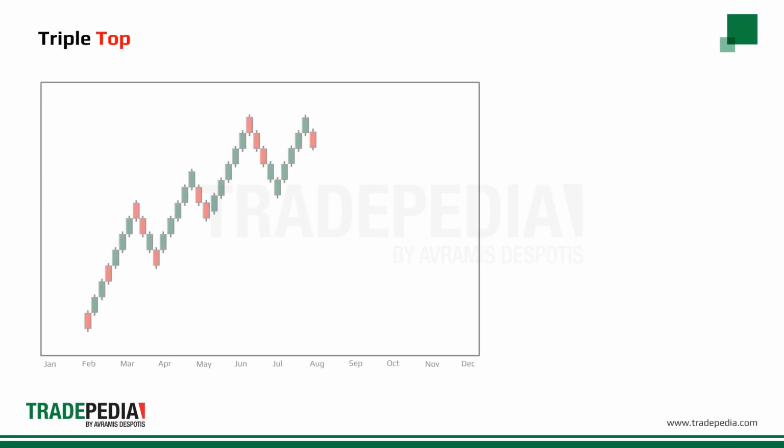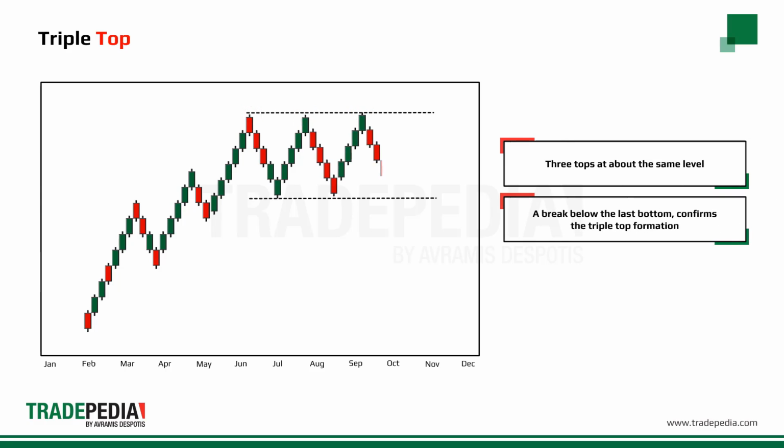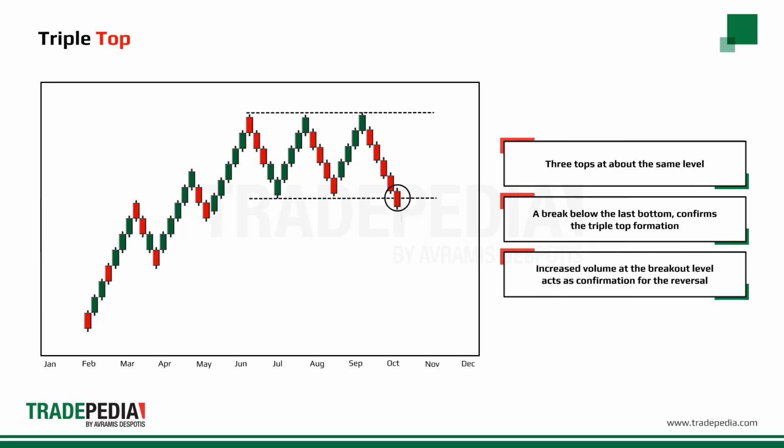In a triple top formation, the market creates three tops around the same level. A break below the last two bottoms confirms the triple top formation. Increased volume at the breakout level acts as a confirmation for the reversal. Again, the initial target is outlined by projecting the height of the pattern from the break of the last bottom.